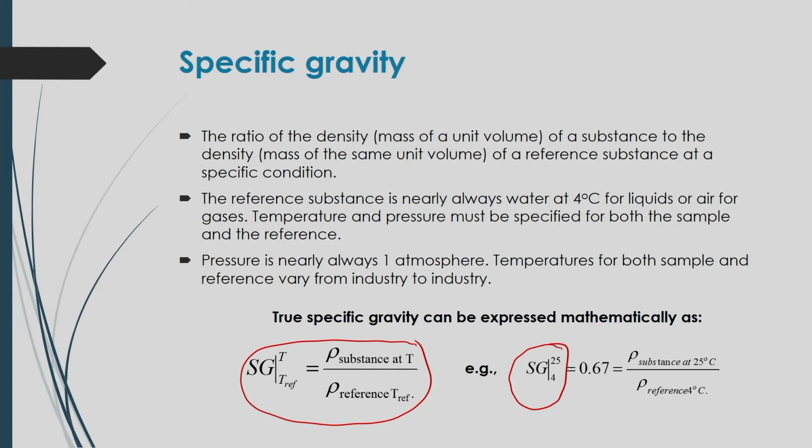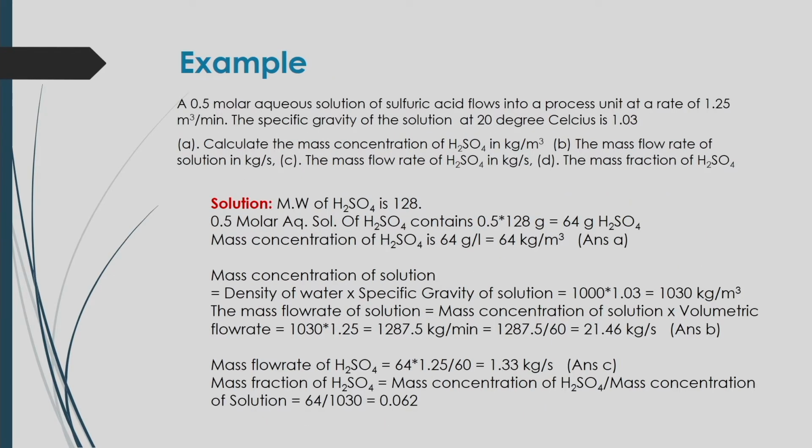If you are considering the density of the reference as water, then in this case it will be 1. So, the density of that substance will be 0.67 into 1, it will be simply 0.67 at that particular temperature, that is 25 degree centigrade.